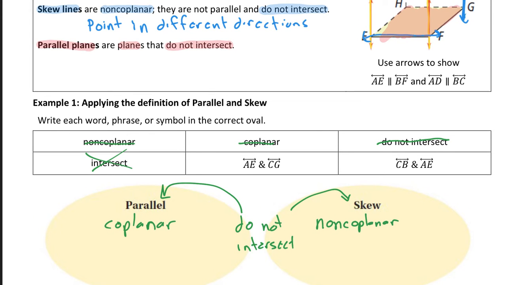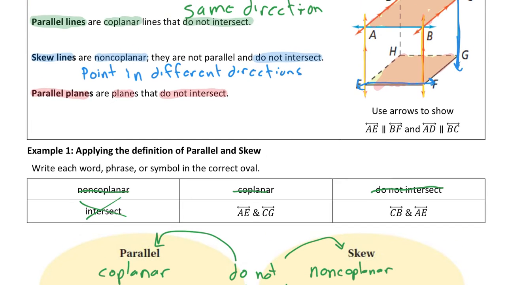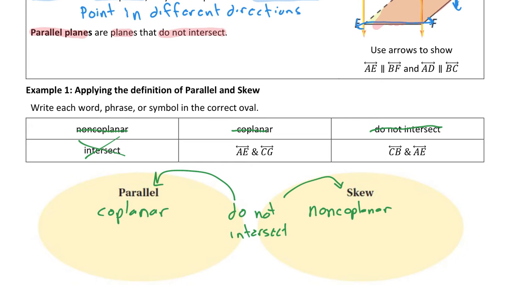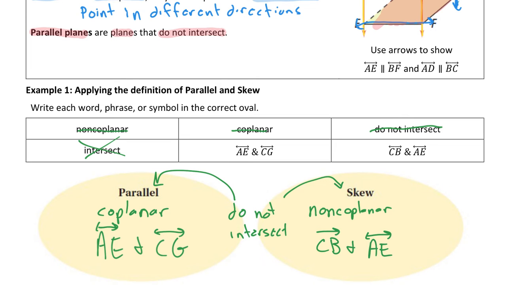AE and CG are examples of parallel lines because they do not intersect, but it's understanding that they point in the same direction, okay? They point in the same direction. CB and AE must be skew because they do not intersect and they do not point in the same direction, meaning they are not part of the same plane. So two lines that point in different directions that don't intersect cannot be part of the same plane. So that's the big difference between parallel and skew.